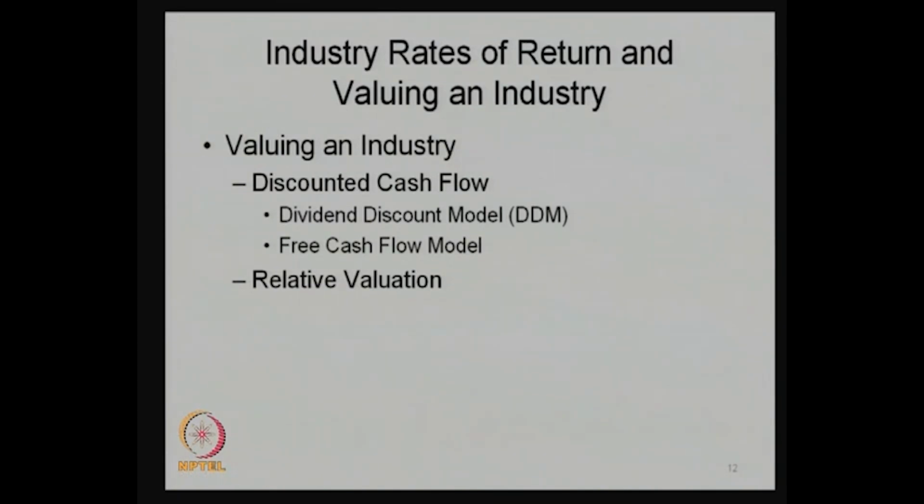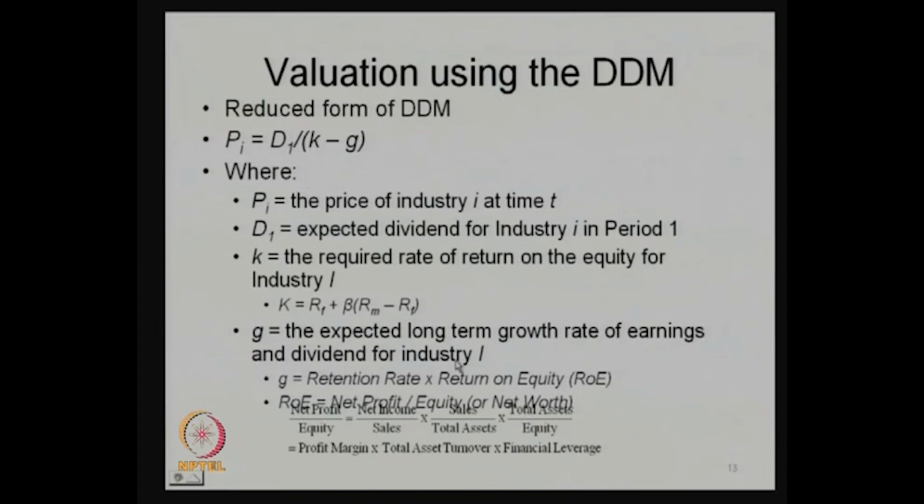In industry valuation, we will now talk about the dividend discount model as a part of discounted cash flow. Then you have the relative valuation approach, and the dividend discount model. Then you have another model in valuation, the free cash flow approach. In the dividend discount model, we have the ultimate form, the constant growth form, where the price is nothing but expected dividend divided by cost of capital minus the growth.